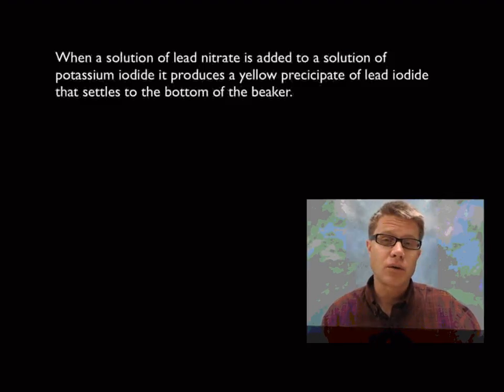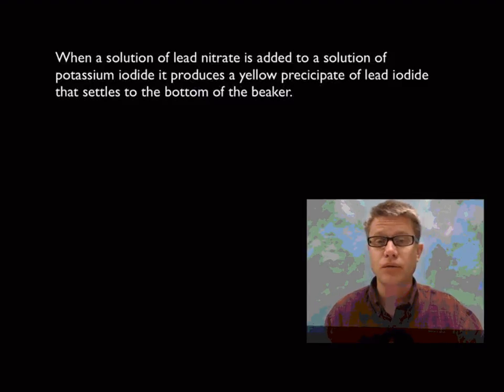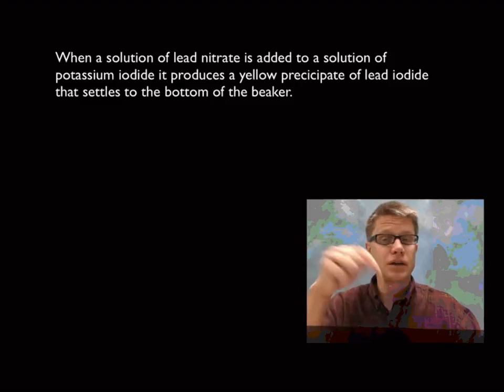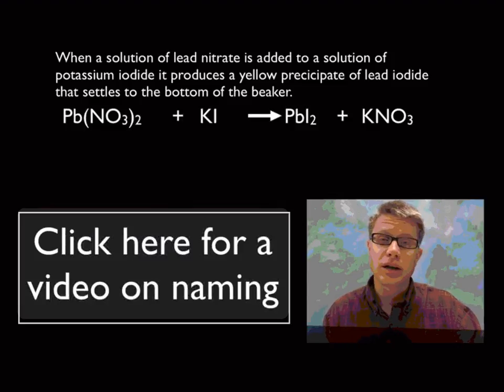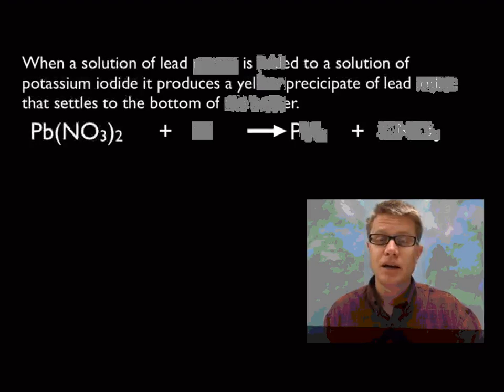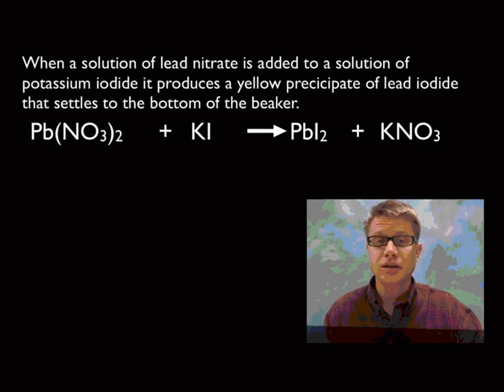Next thing I want to do is write out my reactants and products. Now, if you don't know how to go from the name of a chemical to its equation and vice versa, I'll put a link down here to a naming compounds video that should help out. The first thing I want to do is write out all the reactants and products. So now we've got lead nitrate and potassium iodide, making lead iodide and potassium nitrate.